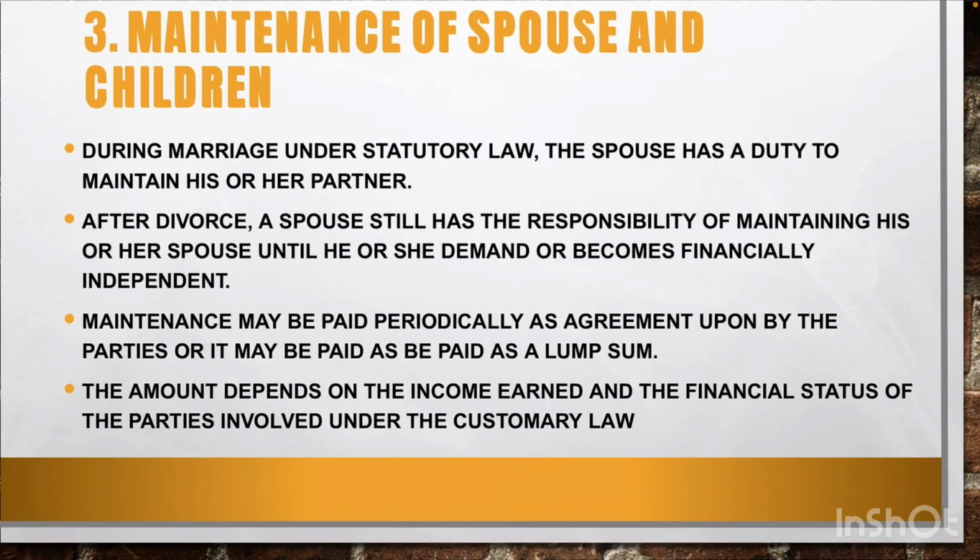Maintenance may be paid periodically as agreed upon by the parties, or it may be paid as a lump sum. They may be paying per month or just at once. They give you maybe 150,000, just like that. The amount depends on the income earned and the financial status of the parties involved under the customary law. They can't say you'll be giving your partner 5,000 per month, meanwhile you get 3,000 as your salary. So that's not possible. They will look at your income.